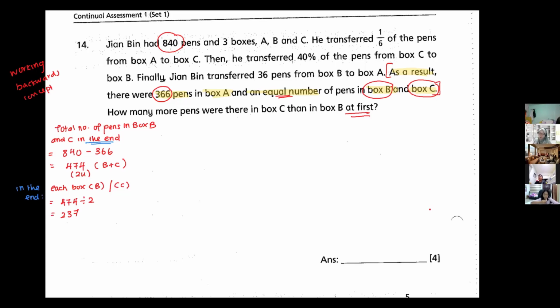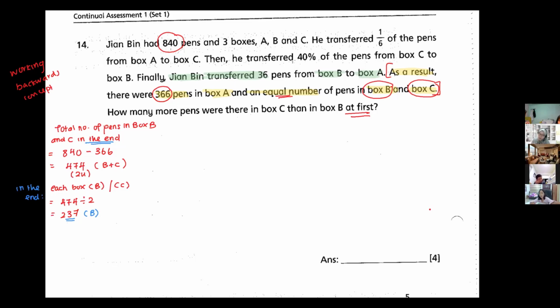So I know that in box B, I have 237. Box C also 237. I am more focused on box B because the next sentence before the yellow highlighted one is about box B. Let's look at it. I'm going to highlight in green now. Finally, Bin transferred 36 pens from box B to box A. Can you see? It's about B.